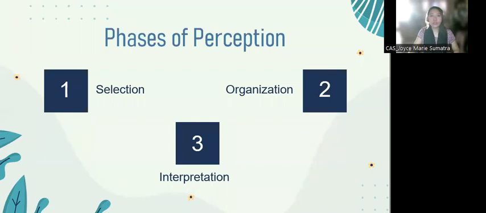So how does perception work? To put it simply, perception has three major phases for us to know, understand, and process the information based on what we see, feel, hear, taste, or smell. So the first process is the selection phase. So in the selection phase, we filter and choose the information we want to perceive.